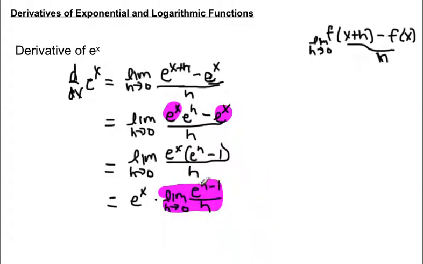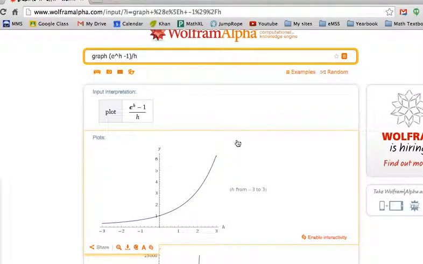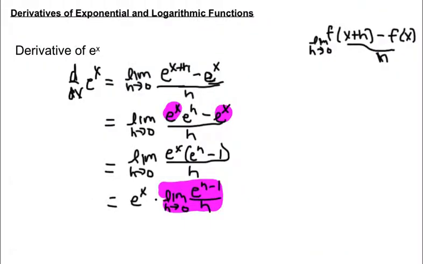So let me bring up a graph of this function. I'm going to graph e to the h minus 1 over h. And here's the graph. We want to know what the limit is as h approaches 0. As h approaches 0, it's very obvious that this is 1. So when I go back, I know that this is equal to 1, so this is e to the x times 1, or just e to the x.